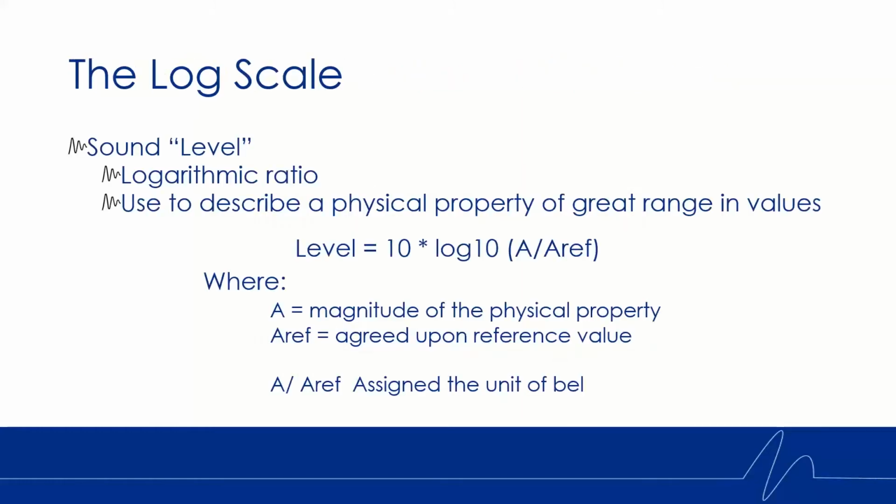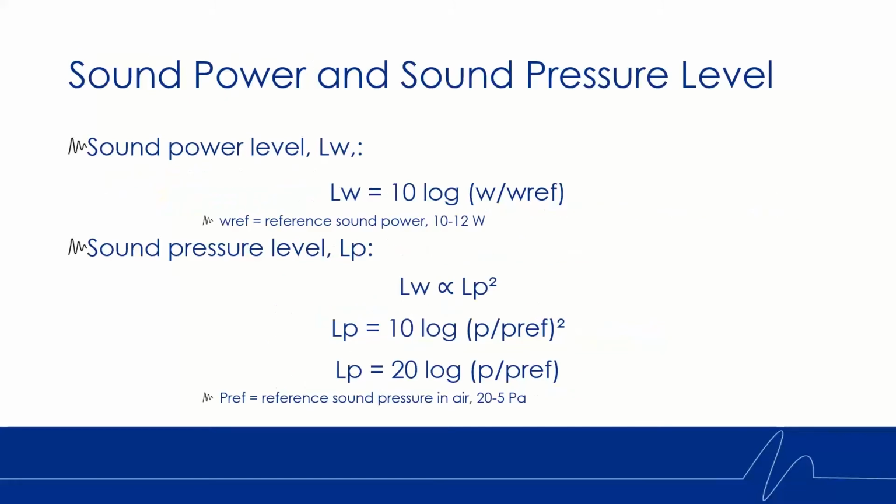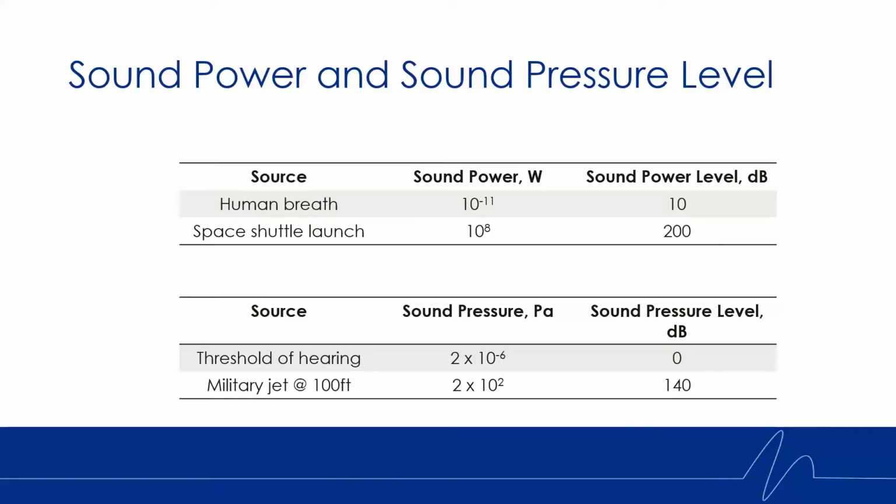To make those numbers more manageable, we put them on a logarithmic scale. So you can see in the middle of the screen here, there's an equation. We use that to convert our sound power to a logarithmic scale. So we take a measured value over a reference value, the log of that. We assign that the unit of bell. We multiply it by 10, and that's how we get the unit of decibel. So we do that for sound power. We know there's a relationship between sound power and sound pressure, so we apply a similar equation for that, and we put them both on a logarithmic scale.